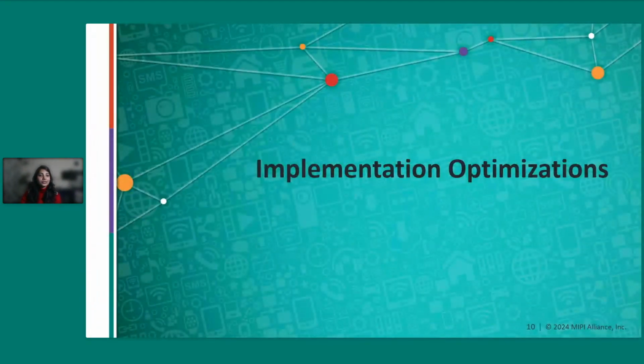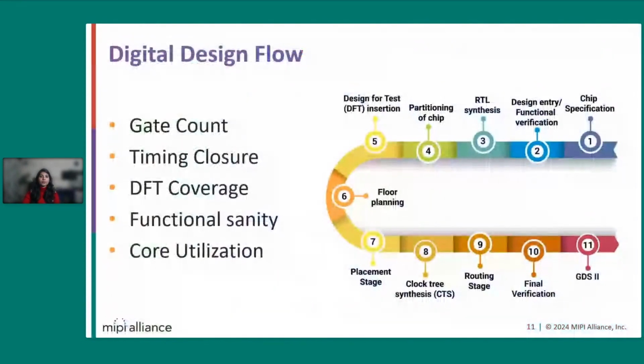Now that we understand the constraint definitions of the primary I3C signals SDA and SCL, I will talk about the implementation part, where the implication of the constraints just discussed would be appreciated. Let's talk about the digital design flow.